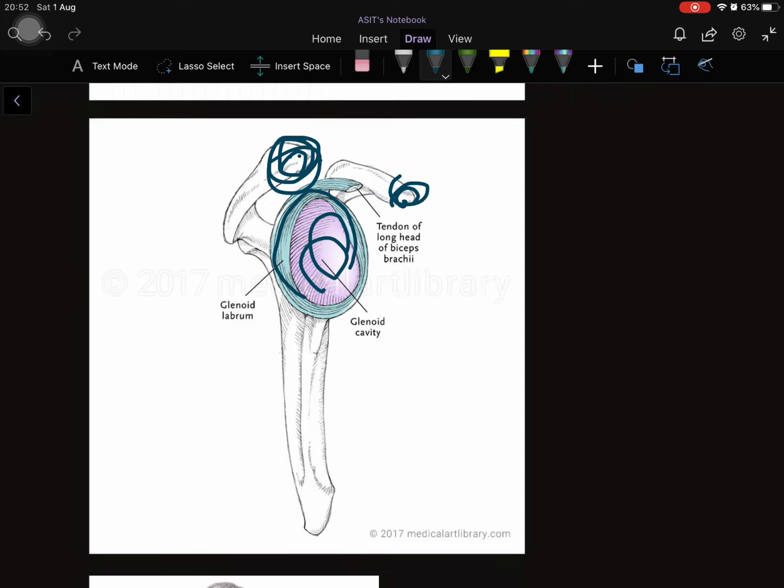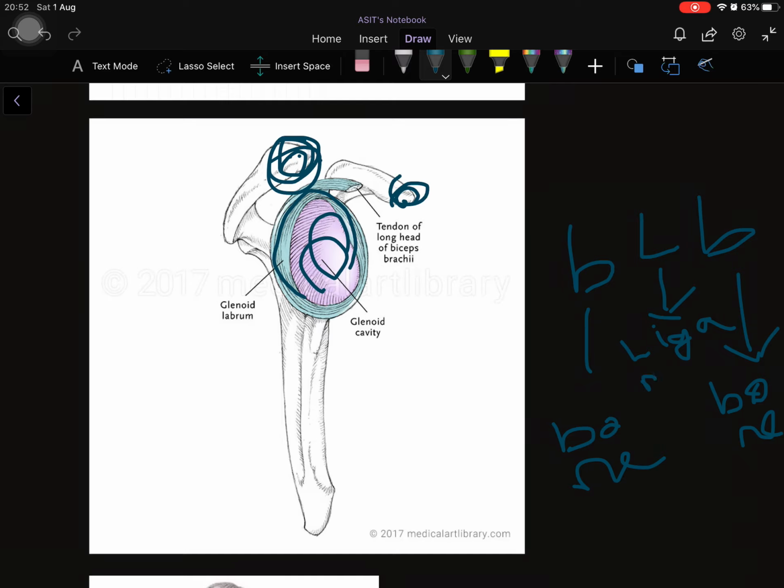Here will be another formula: BLB, bone ligament bone, means bone is always connected to bone by a ligament. This is the key point. Always remember this one, and you will never be confused. That name is for tendon, that is for ligament. This will be the problem.